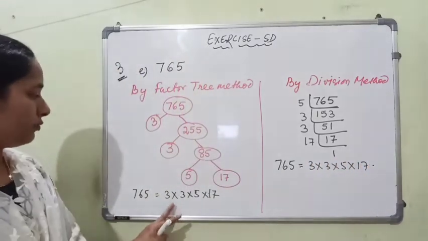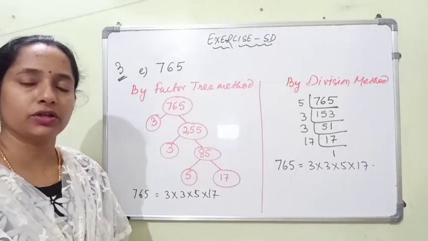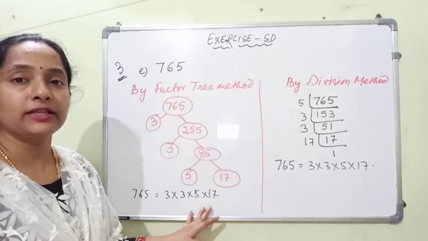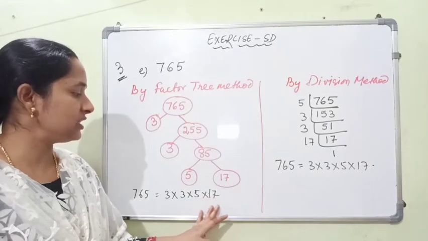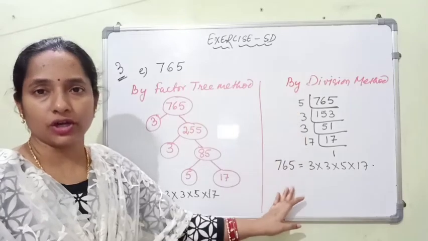Just you see, in both the cases we got the same prime factors, the product of the same prime factors. So we are successful in representing 765 as the product of prime numbers. So this is the factor tree method, and this is the short division method.